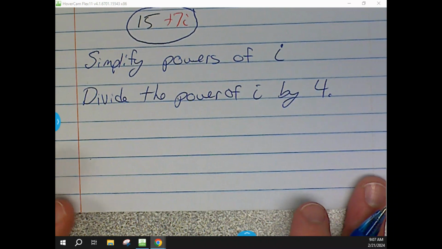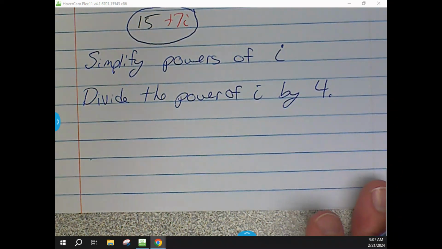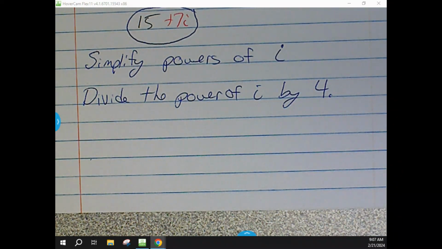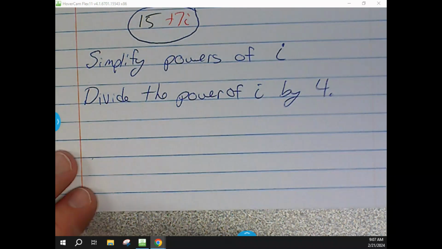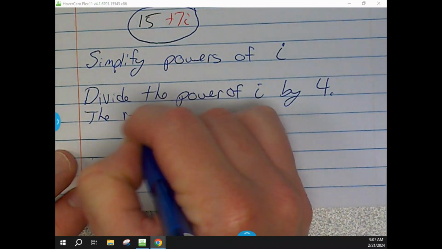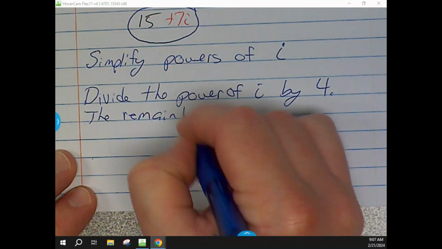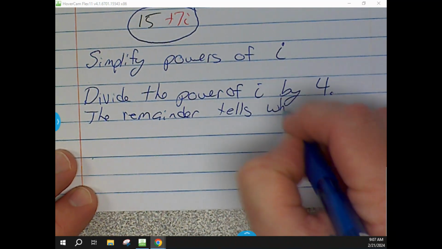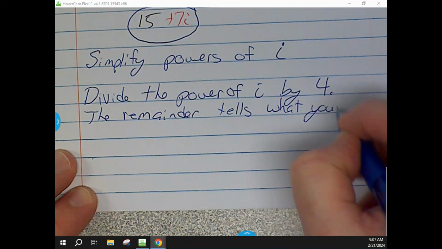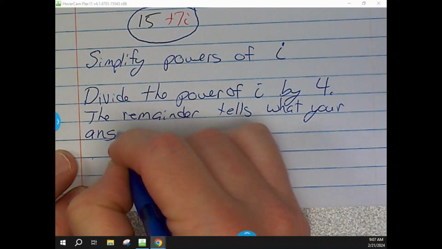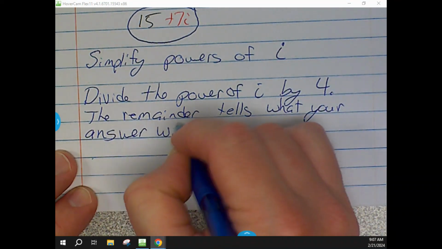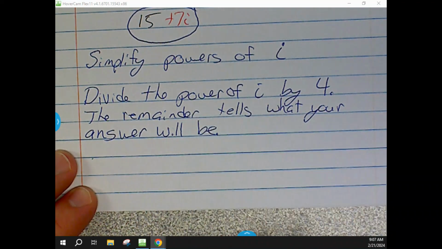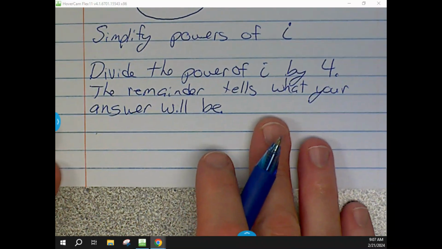So again, use your calculator. Take whatever power they give you, divide it by 4. And what we're going to do in this case, everything is based on the remainder. So the remainder tells what your answer will be. The remainder is not your answer, but it tells you what the answer is going to be for these.